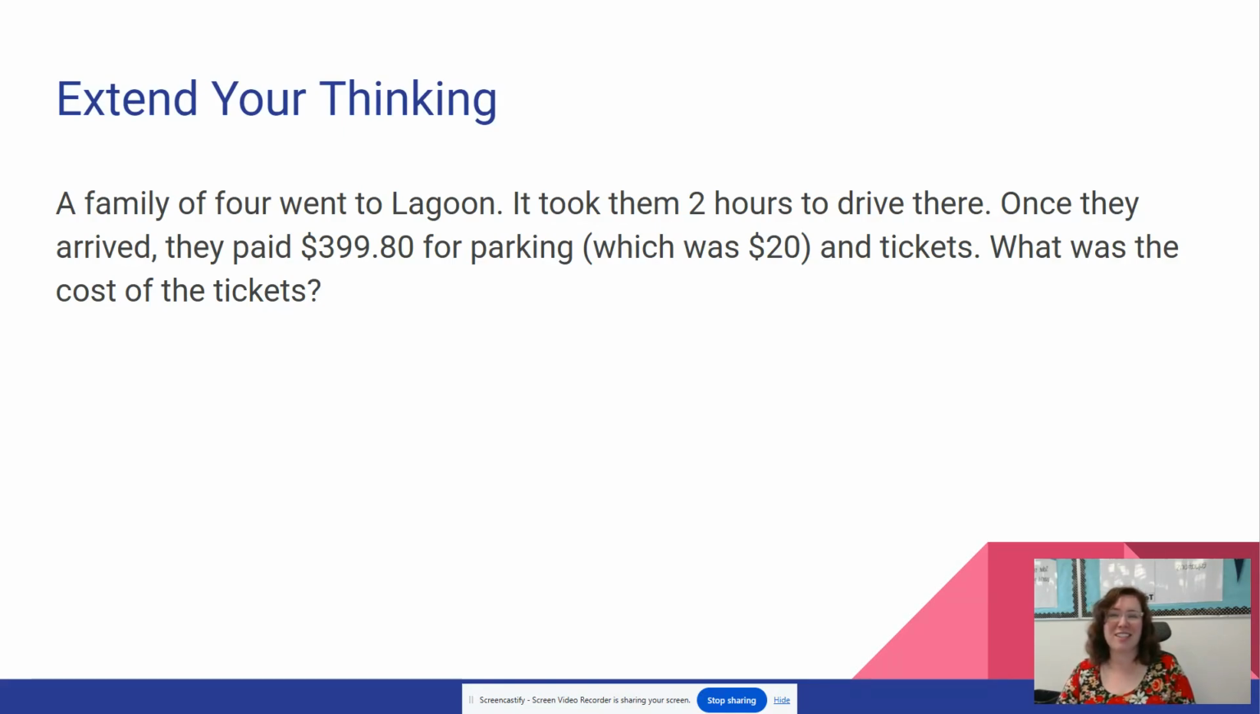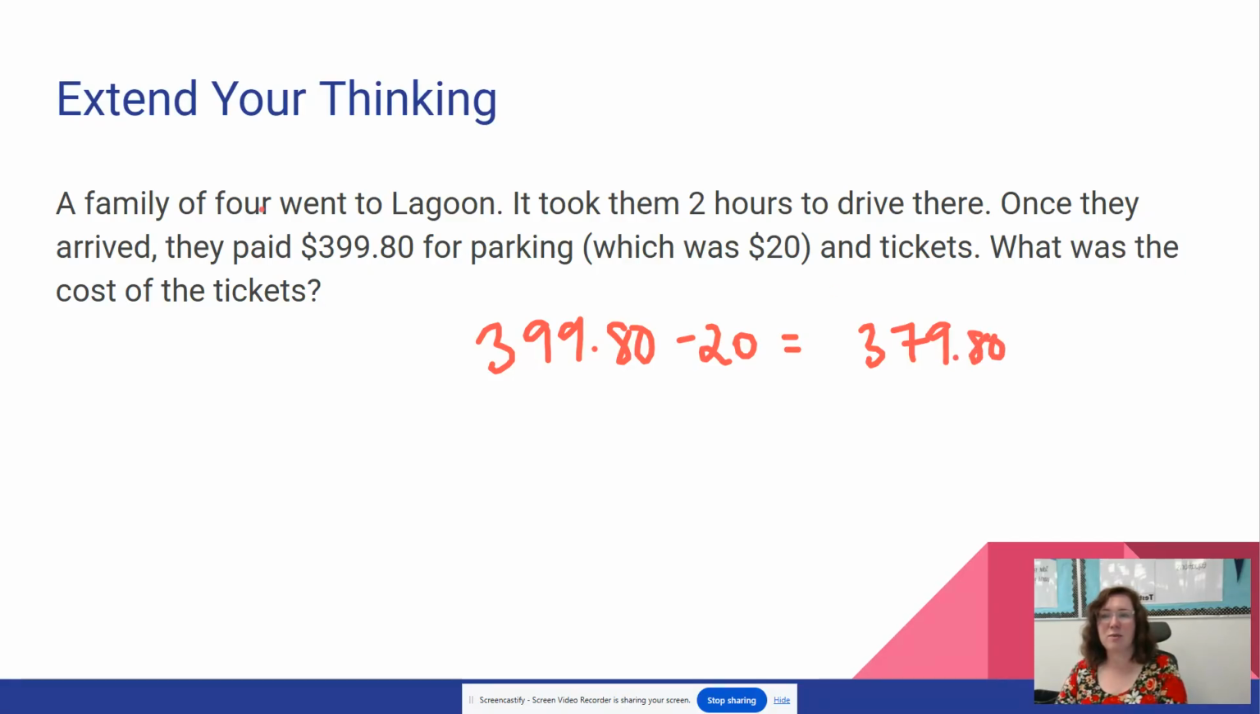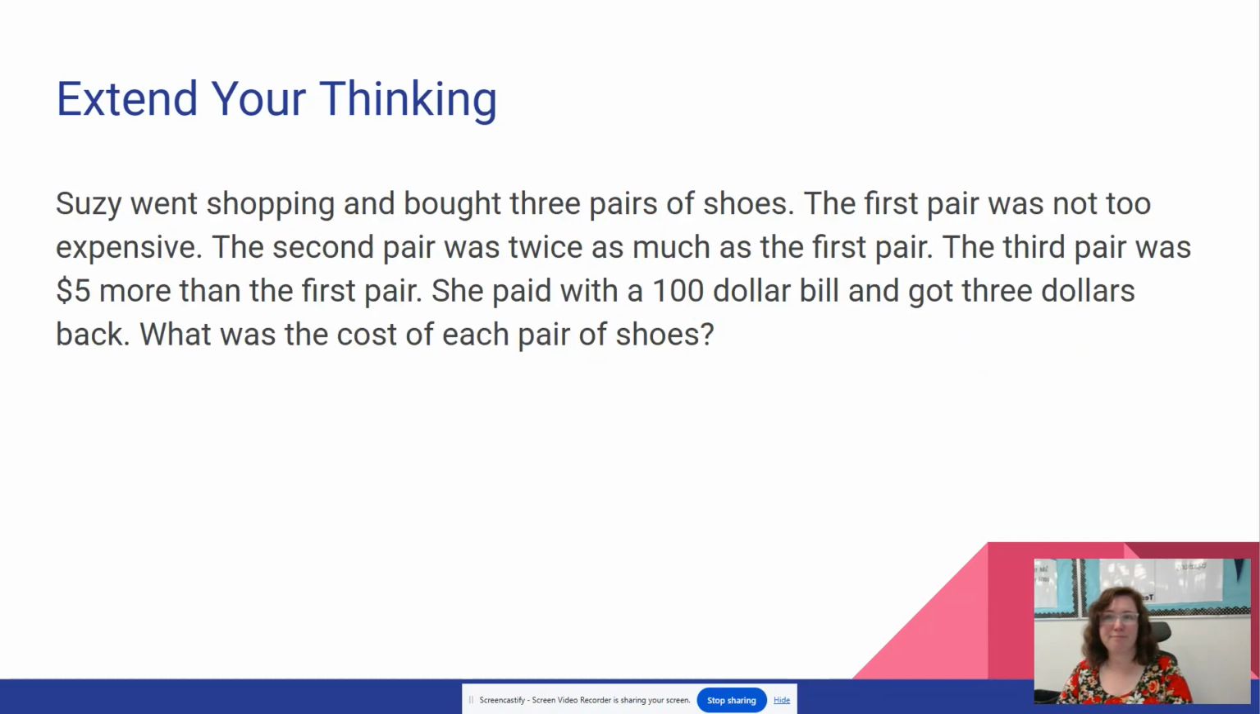Okay, well, first off, it tells us it took them 2 hours to drive there. Did that impact the question at all? No, we didn't do any math about how much money they spent on gas to get there. We just care about the actual tickets. So we can just do $399.80, take away that 20, and then 90, 80, 70, that gives us $379.80. There was a family of 4, so we're just going to divide it by 4, and that'll tell us what was the cost of each ticket.